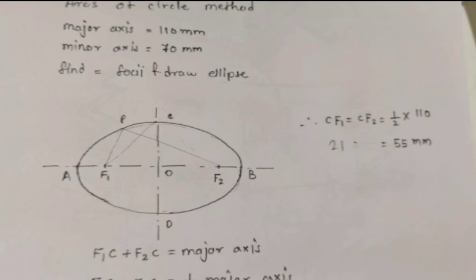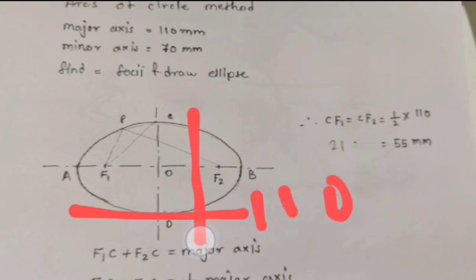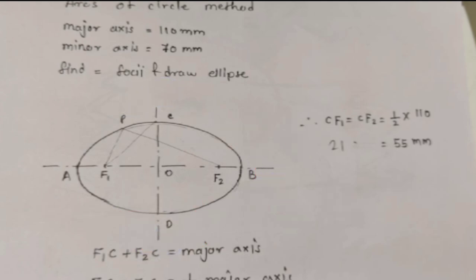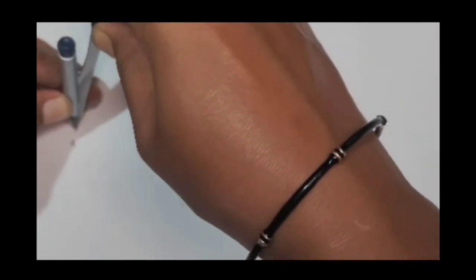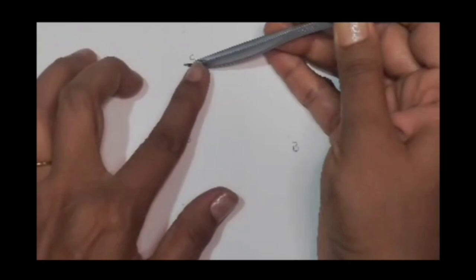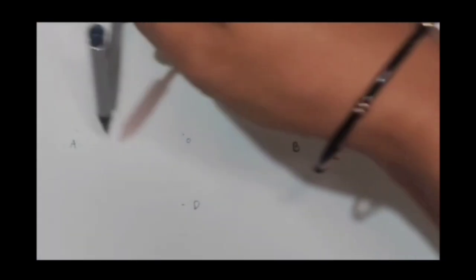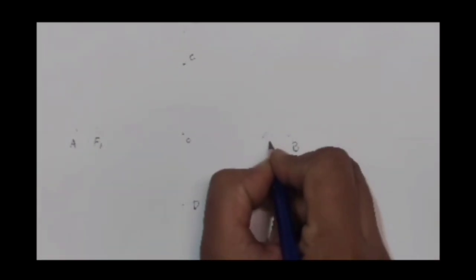Firstly, I start with the major axis. Draw the major axis 110 mm and the minor axis 70 mm. Mark the major axis as A, B and the minor axis as C, D, and mark the origin O. Then take a distance of 55 mm, which is half of the major axis, place the metal point on C, and mark on both sides of the origin. Then we will get the focus points, F1 and F2.